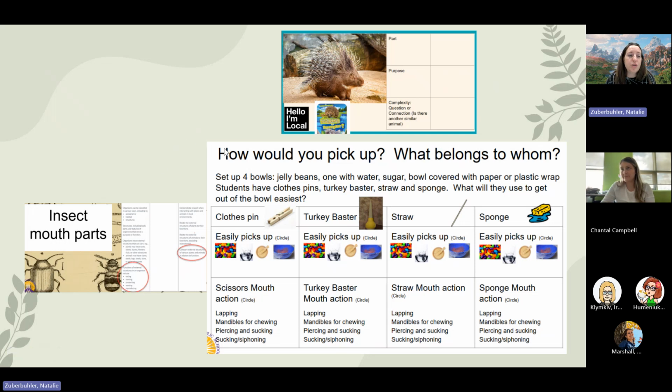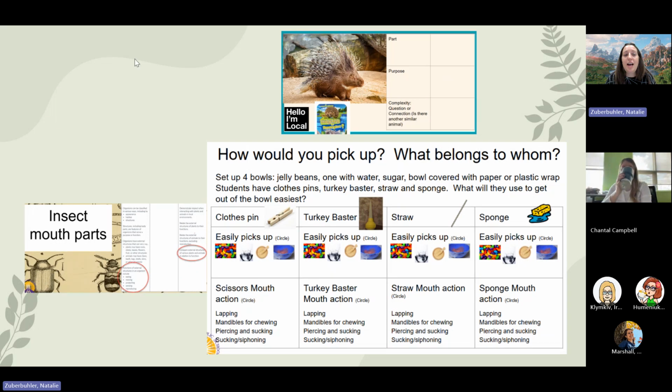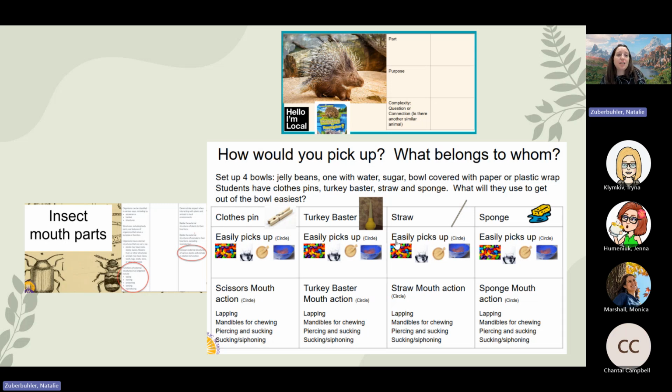Too, in the pacing guides, you're going to see some things like an insect mouth part slide deck. And it comes with a really exciting kind of hands-on observation experience. You're going to have clothespins, turkey basters, straws, and sponges, which represent different mouth parts of insects. And what are those mouth parts for? Are they for lapping, chewing, piercing, or siphoning? And so you get to bring in a variety of different foods or pieces and explore that way.